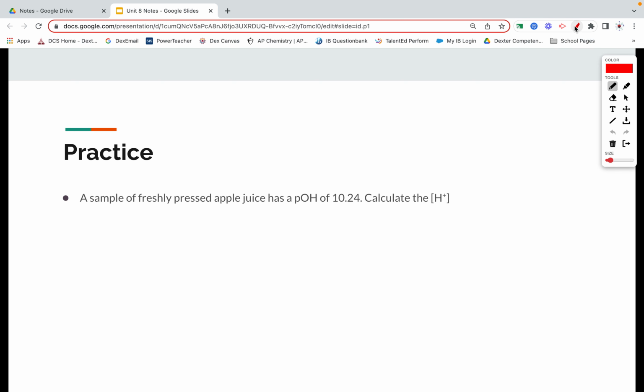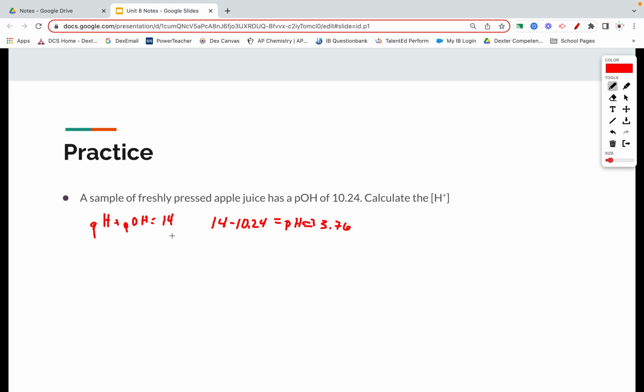We have a sample of freshly pressed apple juice with a pOH of 10.24. We're going to calculate the hydrogen ion concentration. This we can find two different ways. The first way is to know pH plus pOH is equal to 14. So 14 minus 10.24 is equal to pH, which is 3.76.